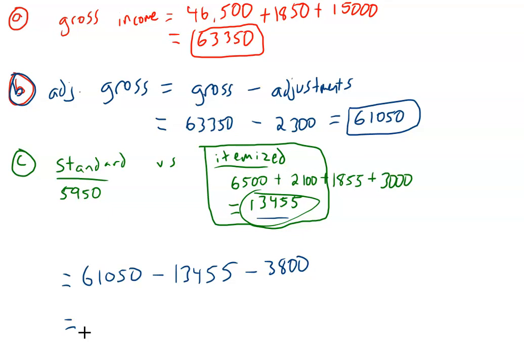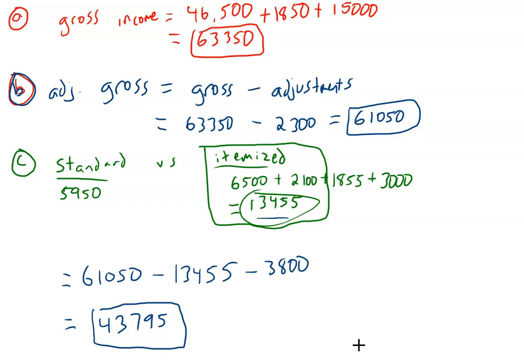So 13,455 minus 3,800. So I get 43,795. So when the federal government is trying to figure out how much I owe in taxes, it's not based on the 61,000, it's not based on the 63,000. They're going to say, we're going to consider your net income to be 43,795, and we're going to calculate your tax based on that value. That's going to determine your tax bracket. That's going to determine how much you owe in taxes, is the 43,795.